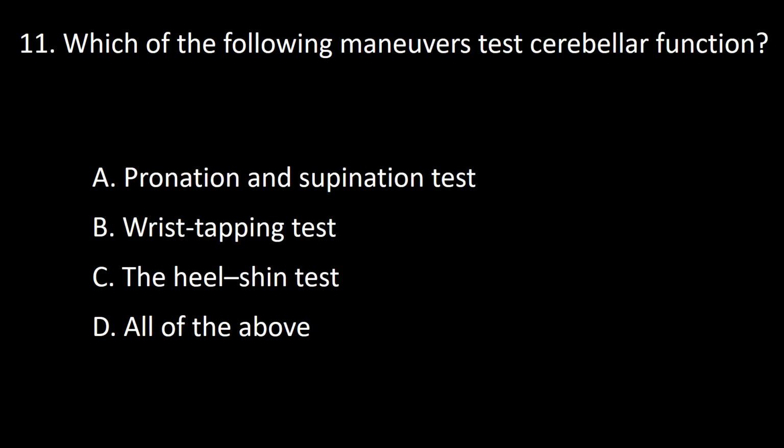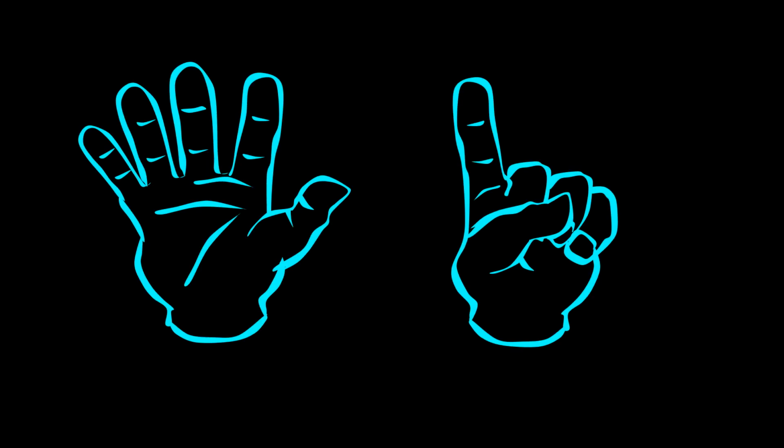Next question. Which of the following maneuvers test cerebellar function? A. Pronation and supination test. B. Wrist tapping test. C. The heel-shin test. D. All of the above. Cerebellar testing can be performed using different maneuvers. Here I will mention 6 different maneuvers.